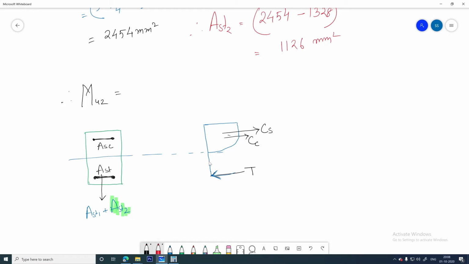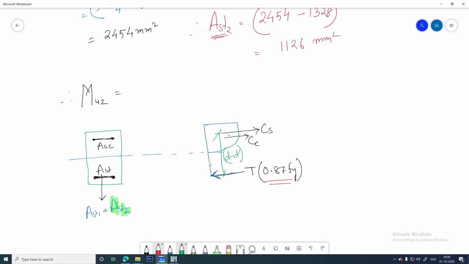And T force means, what is the stress value over here? That is 0.87 Fy. This is the stress level at this particular level, right? So the area should be multiplied with this stress, that means AST2 should be multiplied with this particular stress. That will give you the force, and that force should be multiplied with the lever arm. And what is the lever arm for this case? This one will be the lever arm, and that value is D minus D dash.